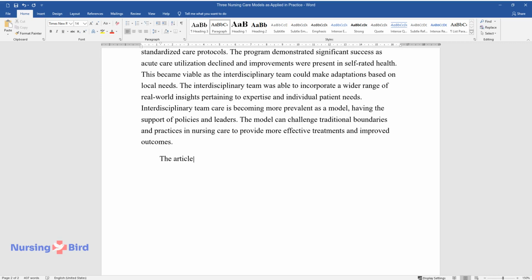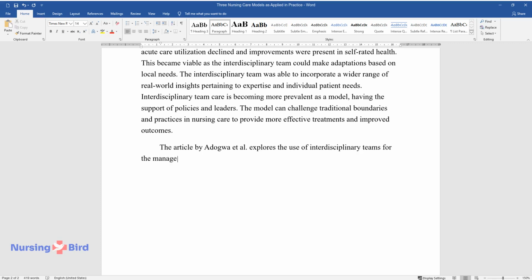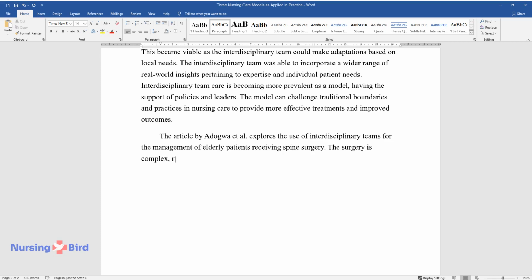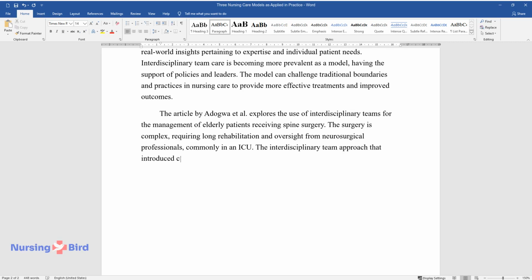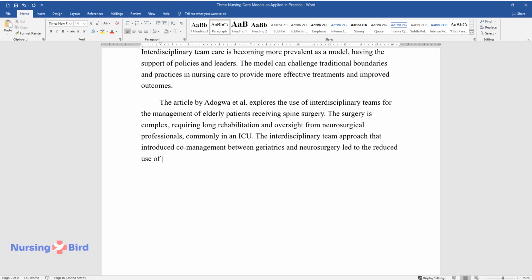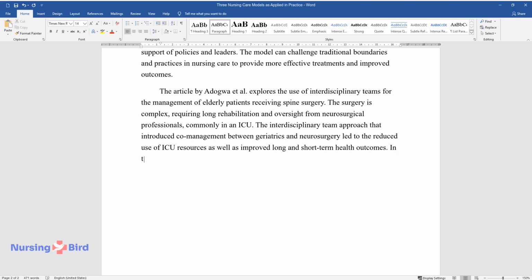The article by Adogwa et al. explores the use of interdisciplinary teams for the management of elderly patients receiving spine surgery. The surgery is complex, requiring long rehabilitation and oversight from neurosurgical professionals, commonly in an ICU. The interdisciplinary team approach that introduced co-management between geriatrics and neurosurgery led to the reduced use of ICU resources as well as improved long and short-term health outcomes.